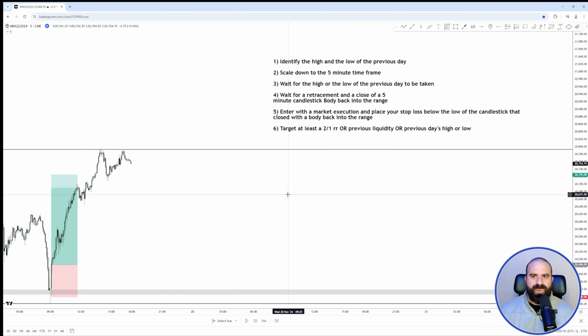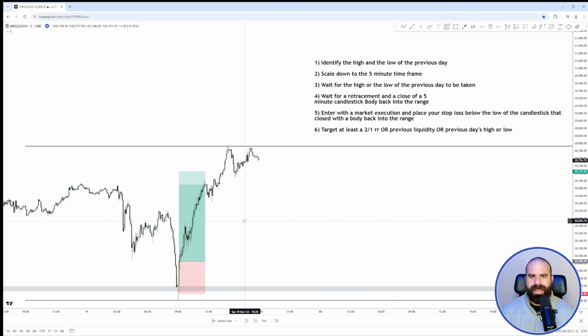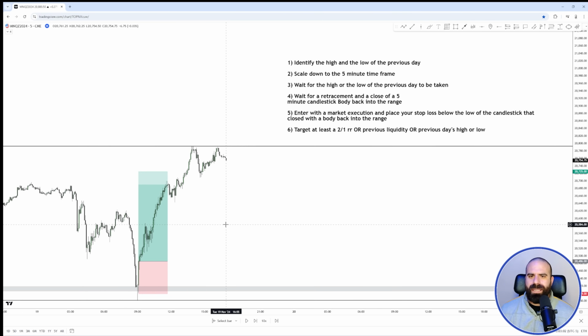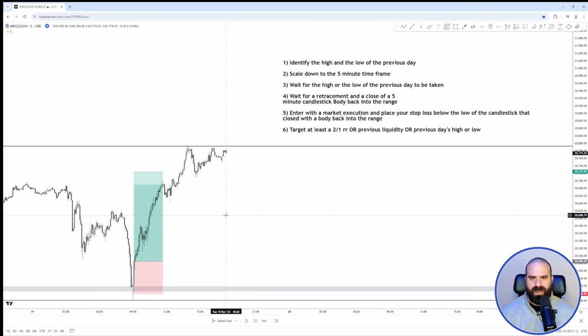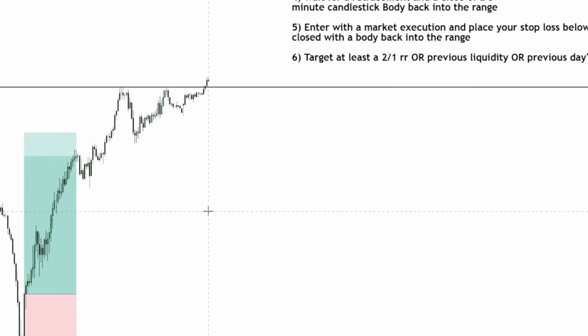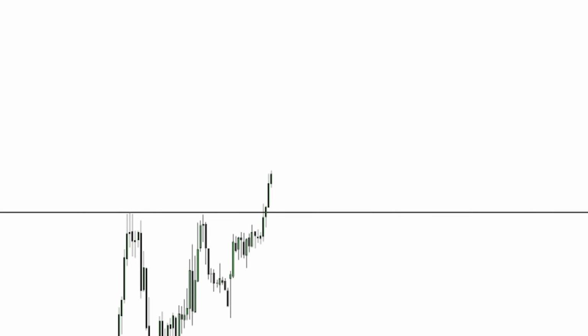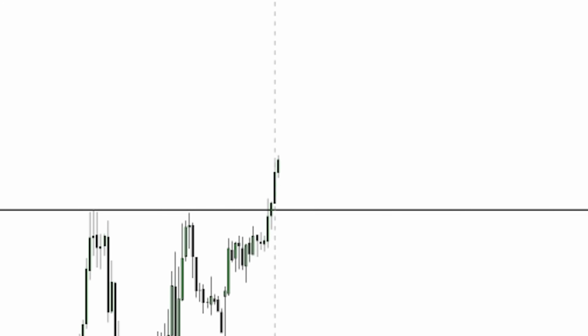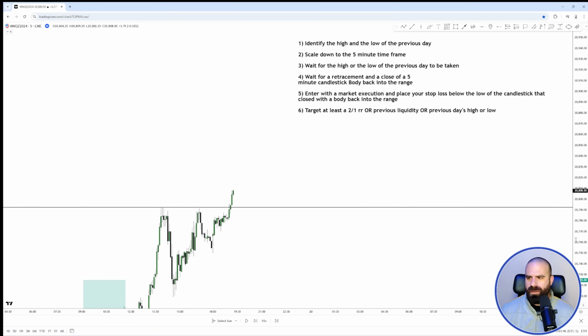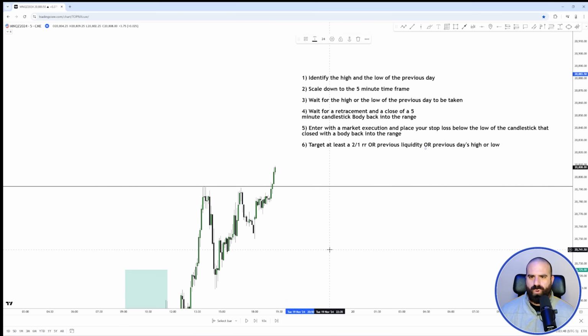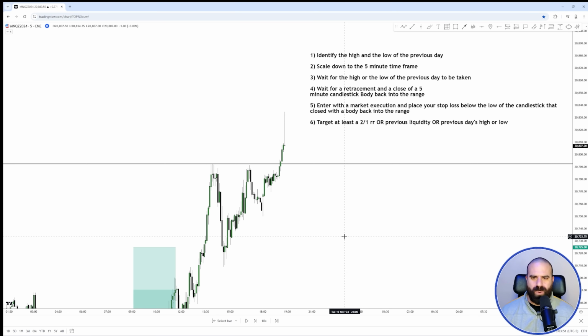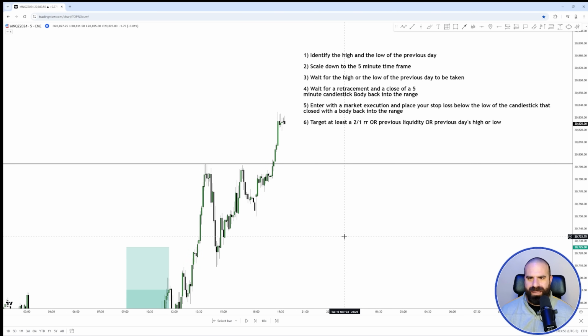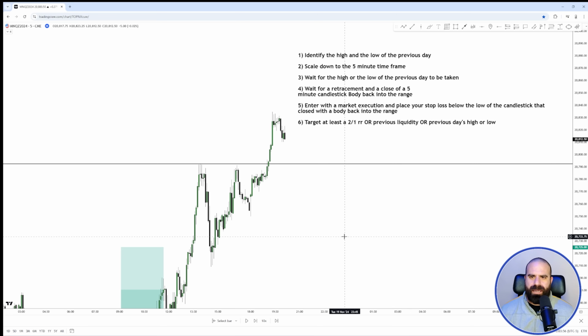Now, number 3, wait for the high or the low of the previous day to be taken. And you might ask me, do you need to wait for a specific time during the day for this to happen? I will answer to you, no. Okay, so let's go ahead and proceed. And you see that this is happening at 7:15 New York time. Very good. So you will see that this thing applies always, again and again and again.